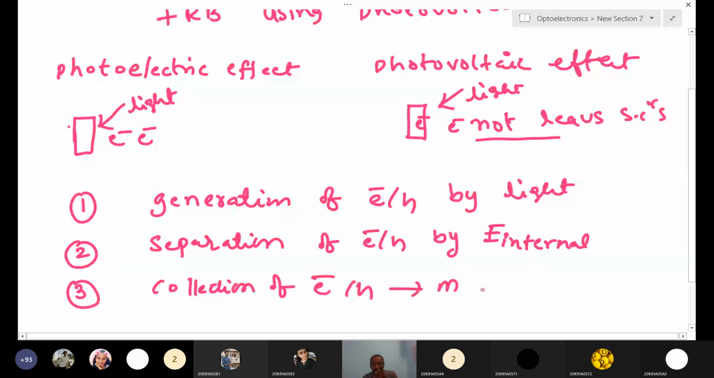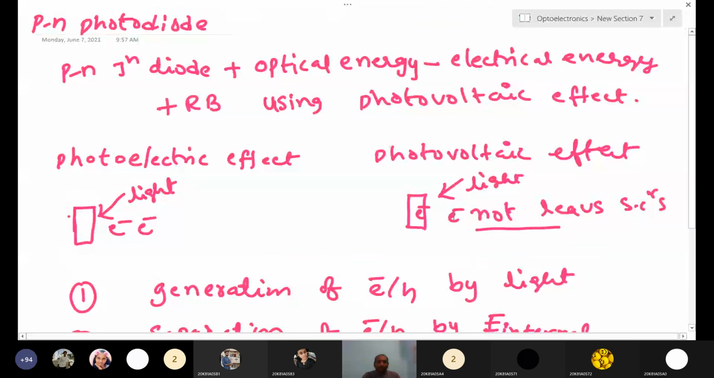You write these 3 points. These are very important, the working principle of the solar cell or photodiode. Without writing this, there is no meaning in writing anything. The first point: a photodiode is a simple PN junction diode. It converts optical energy into electrical energy by using the photovoltaic effect. So the main principle of this photodiode is the generation of electron hole pairs by incident light.